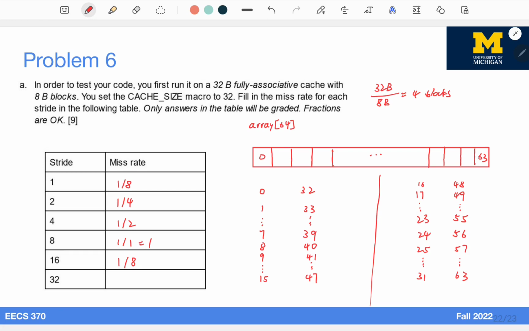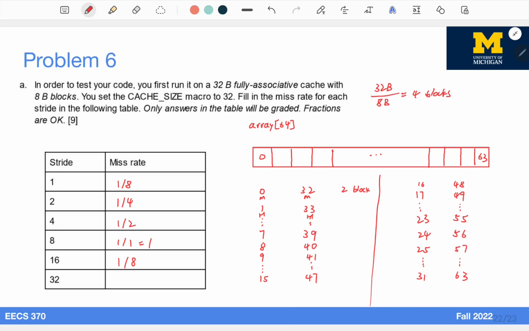So similarly as the case when stride equals 16, in every inner iteration, we only access 2 blocks, which fits inside the 4-block fully associative cache. So first we have a cache miss to 0 and 32. But when we come back to 1 and 33, the blocks for them are still inside the cache, so they will have a cache hit.